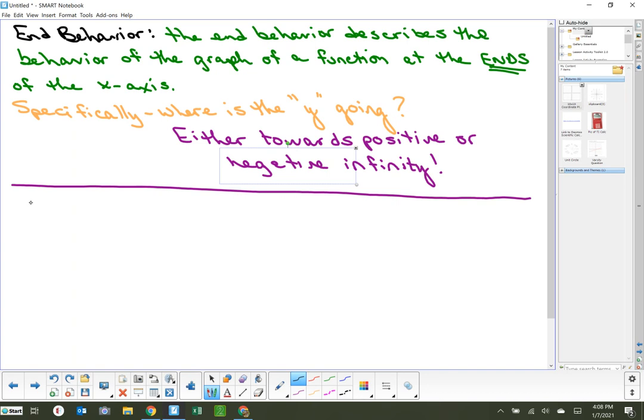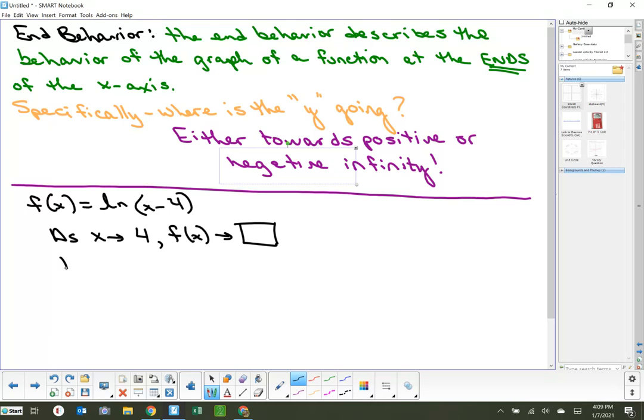It's going to say given f of x equals natural log of x minus 4. And this is what's going to be printed in Varsity. As x goes to 4, that's what that arrow means, then f of x, and remember that means y, then y goes to, and they'll have a box. And then as x goes towards infinity, f of x goes towards, and a box. Okay, so what we're going to do is graph this and see what happens as x goes towards 4 and as x goes towards infinity. So let's go do that.